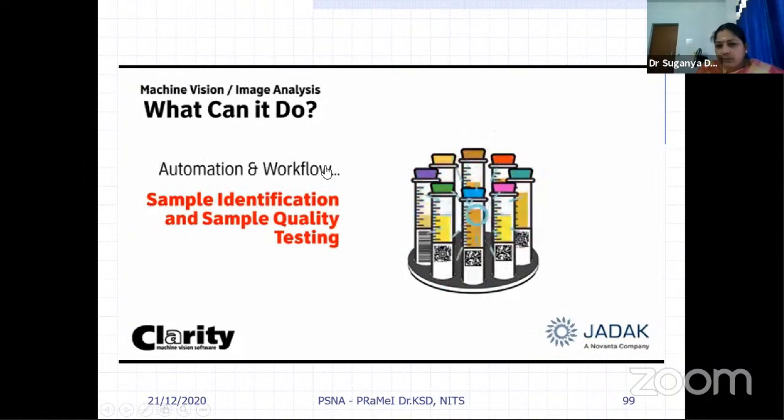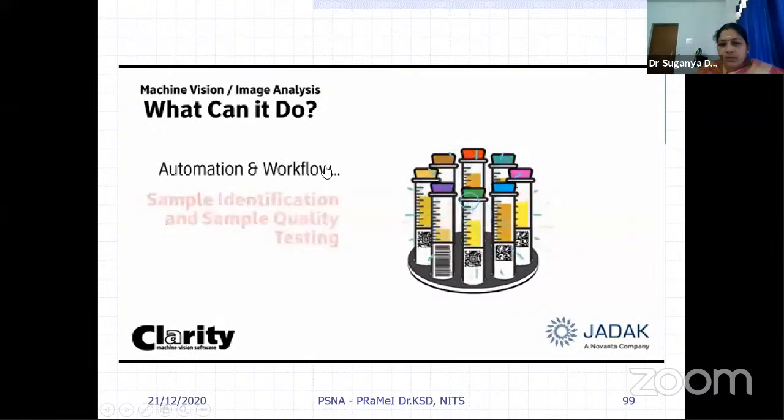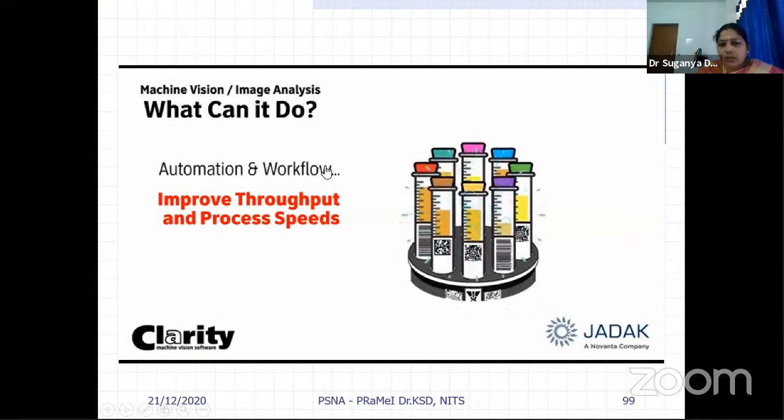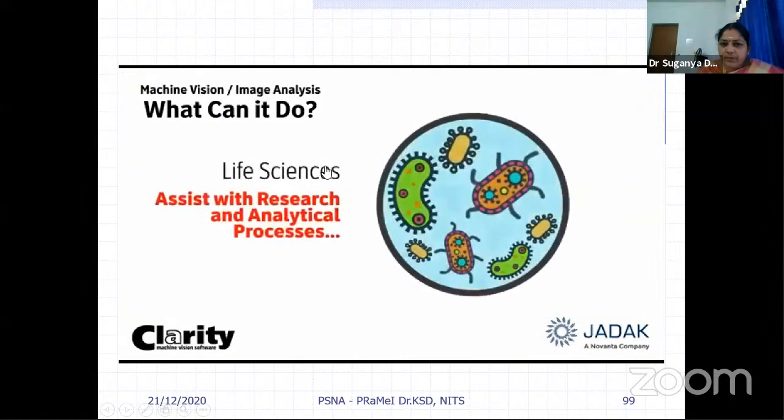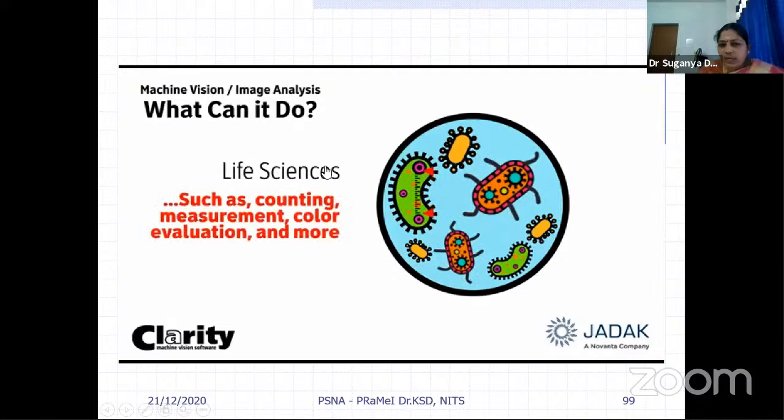So this is how. And not only here, in pharmaceuticals also they are using pattern recognition like this. This is life science, assisting with research and analytical work, such as the size of bacteria and all those things.